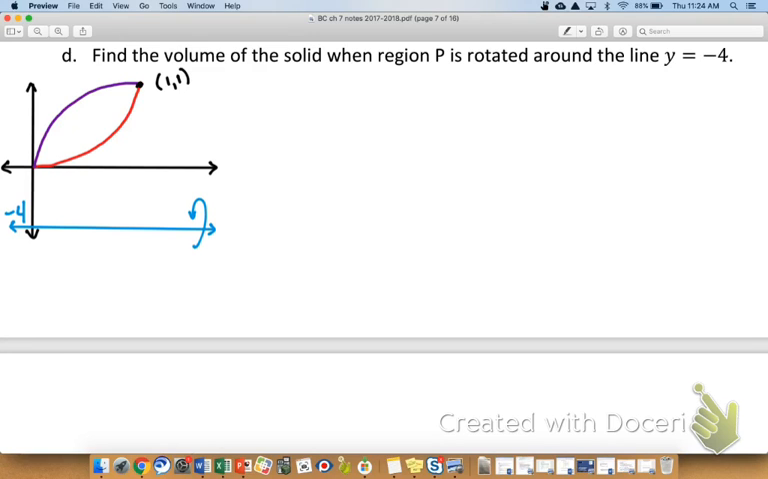What's the relationship between the axis of rotation and the representative rectangle? Say it one more time. The relationship between the representative rectangles and the axis of rotation is perpendicular. So yes, vertical representative rectangles.